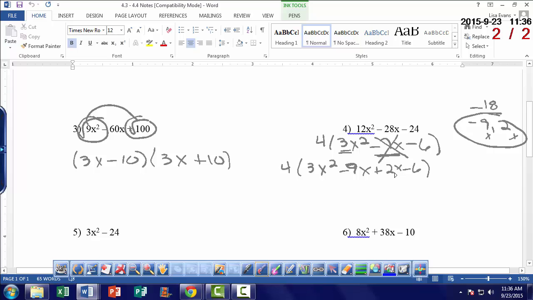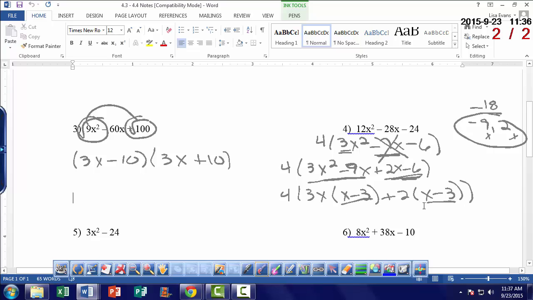plus 2x. Now we're going to look at the first two terms and we're going to say what's the greatest common factor I can divide out. I can divide out a 3 and an x. When I do that, I'm left with x minus 3. Now I'm going to look at these two terms. What's the greatest common factor I can divide out? That would be a 2. I'm left with x minus 3. You will know at this point if you did something wrong. These parentheses need to match.